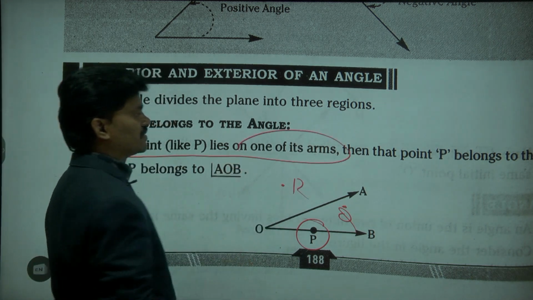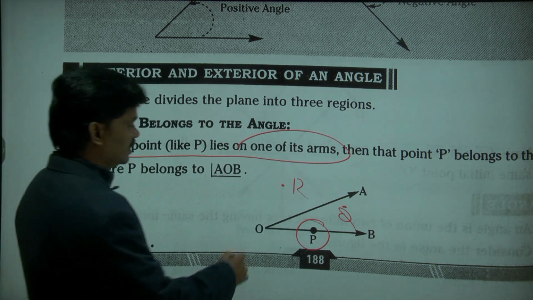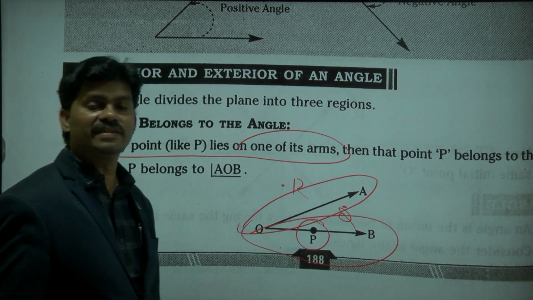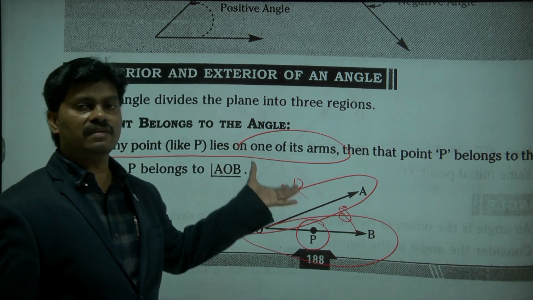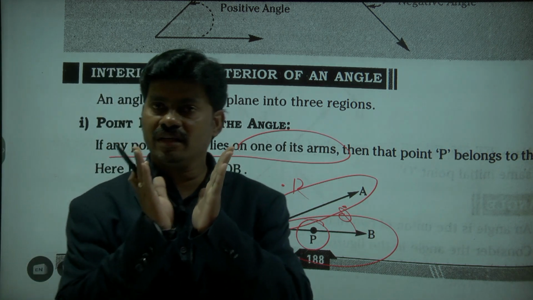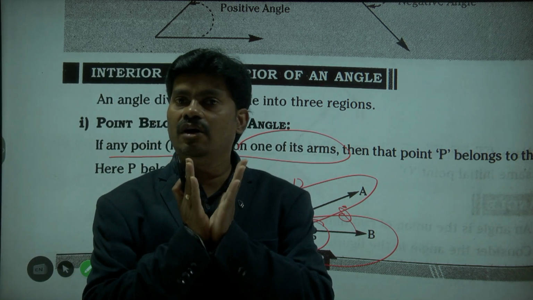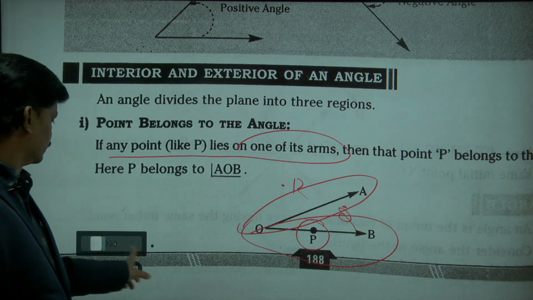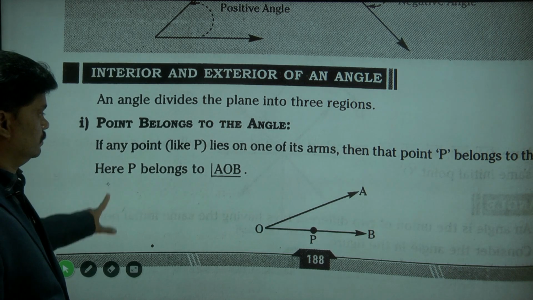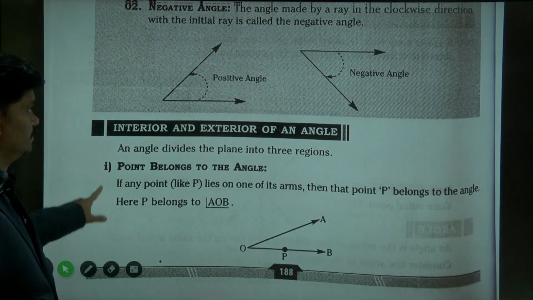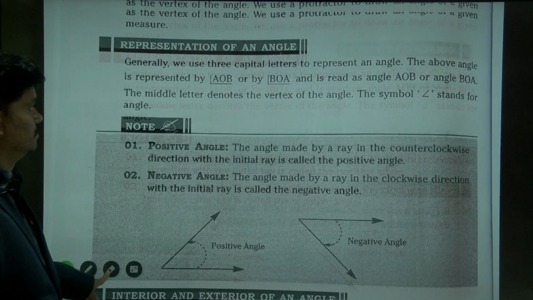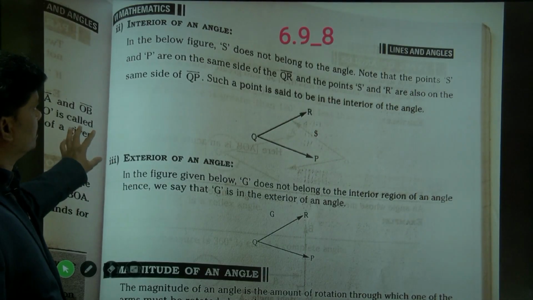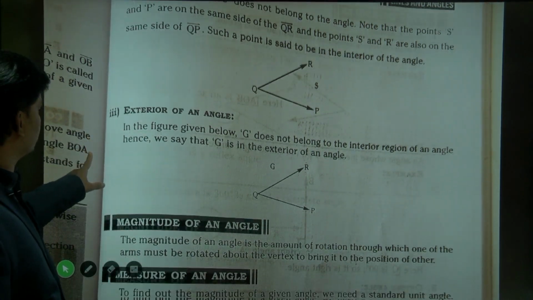Lies on its arms. So we can call them arms. These are arms. These rays are called arms in an angle. If they are individual, we say rays. If they make an angle, we call them arms of the angle. Next. Just the interior of an angle, exterior of an angle.